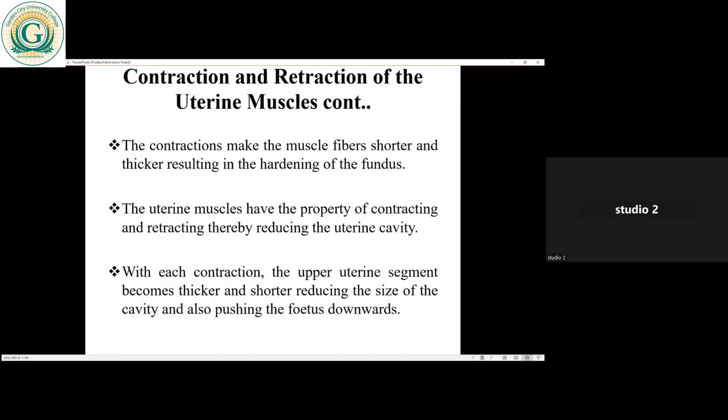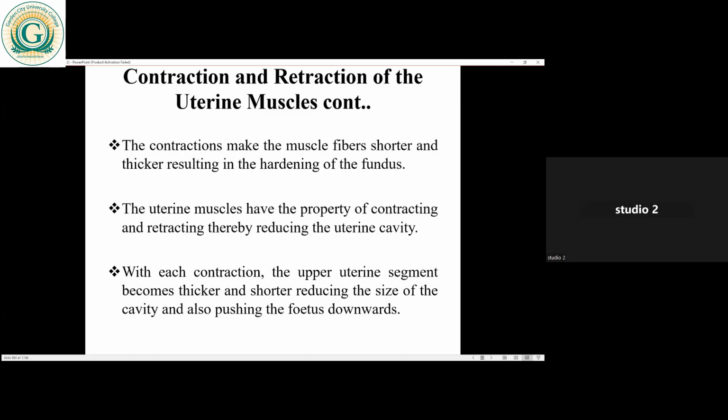The contraction makes the muscle fibers shorter and thicker, resulting in hardening of the fibers. Some of you have the maternity area in a hospital. Because we are doing obstetrics, please have time to visit the maternity area, the antenatal clinic, the labor ward and then the postnatal area. And when you go to the labor ward and the woman is in labor, please have the opportunity to touch the abdomen. You see how strong the uterus is contracted.